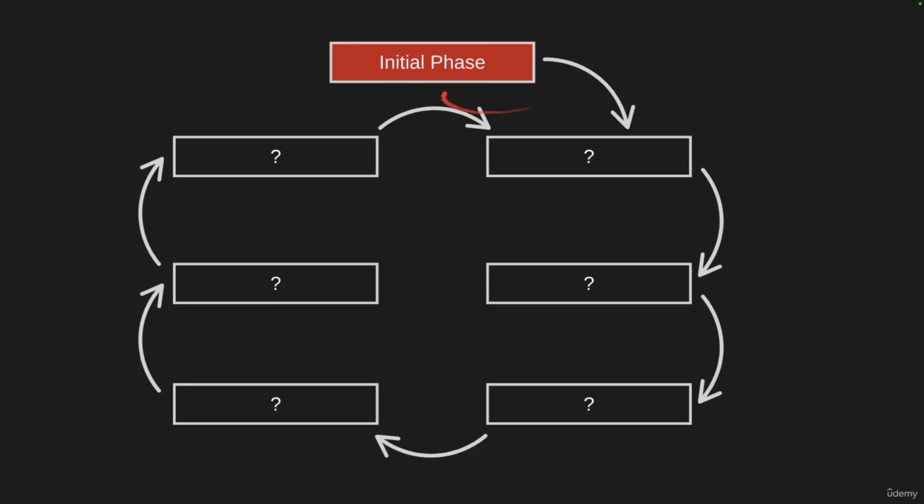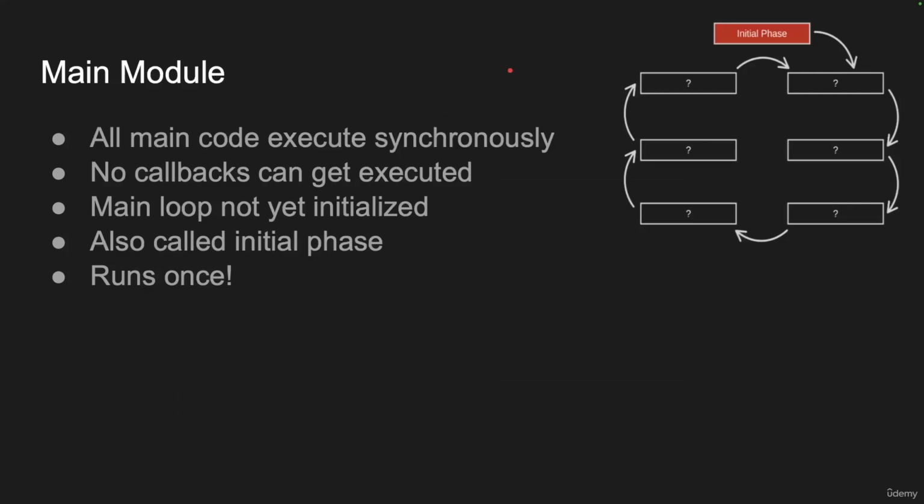We're here. See, it's not part of the loop. We're executing stuff here, and then we're gonna go to this loop and begin the actual loop. So the initial phase, by definition, runs only once. So let's get into it.